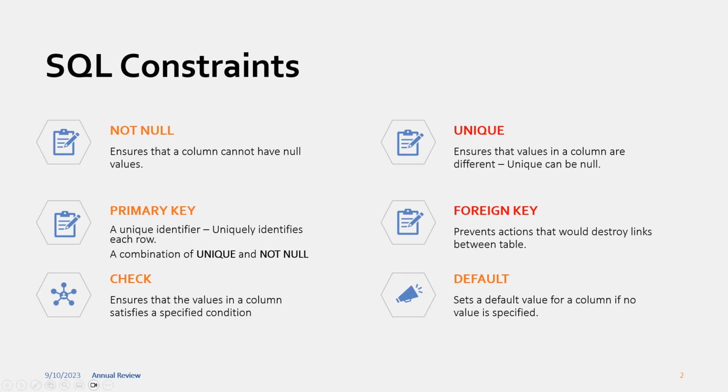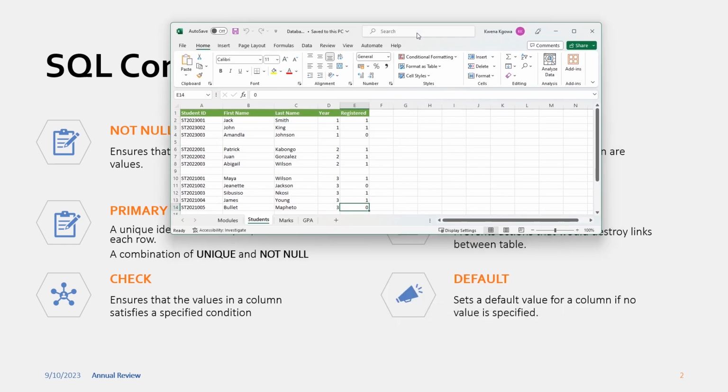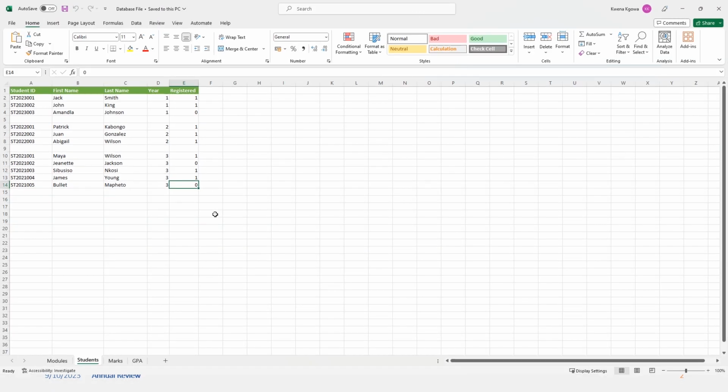And for unique, it ensures that the values in a column are different. A unique can be null. To give you a better explanation of what unique is, look at the table that we'll be creating today, which is our students table. If you look at the student ID, if you went to a college or a varsity before, they give you what they call student numbers. So it's more like a student number or your ID number. It uniquely identifies a particular person.